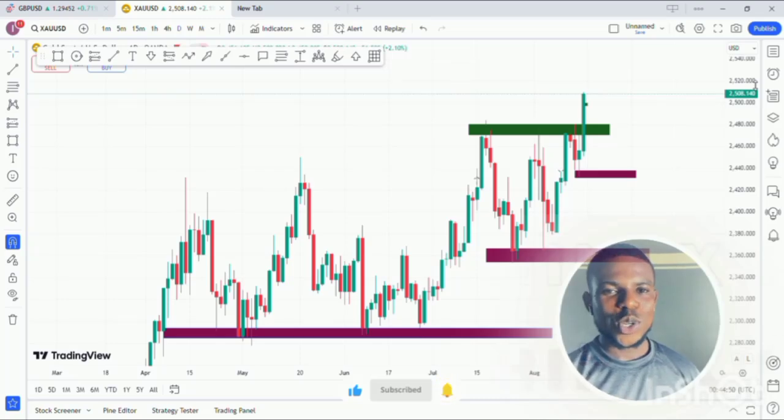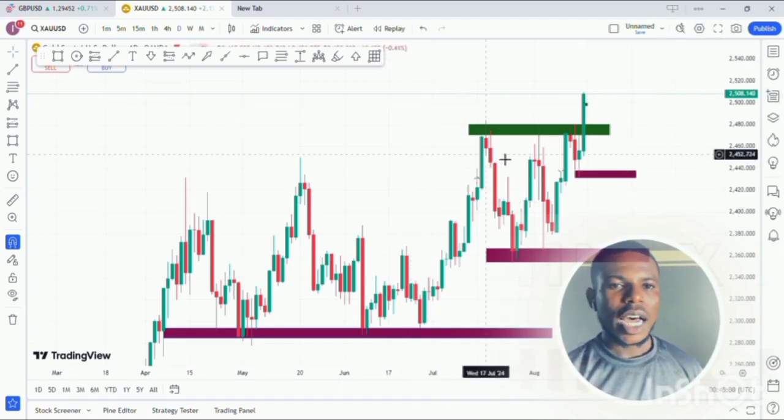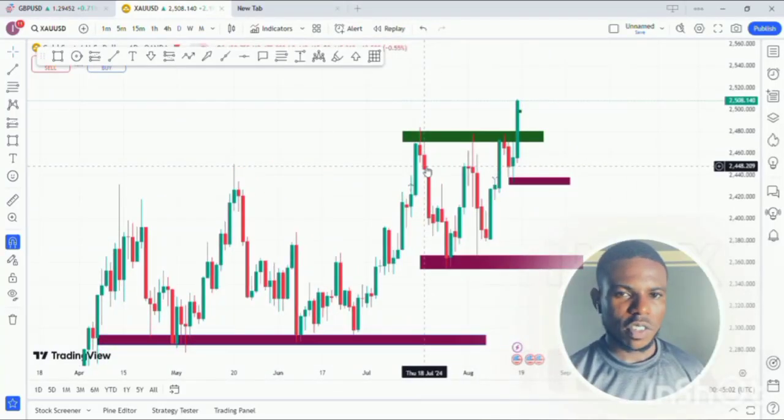So in today's video, we'll be dissecting the price action for XAUUSD and GBPUSD, identifying key and potential levels on the charts and discussing potential strategies for the week ahead.